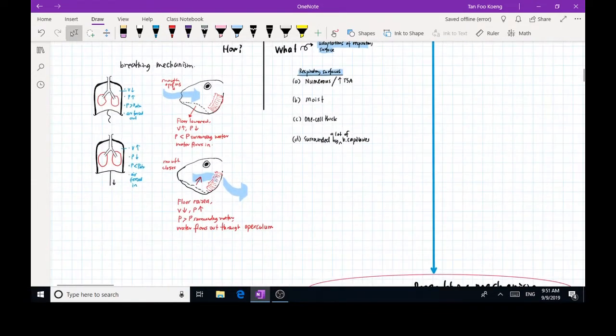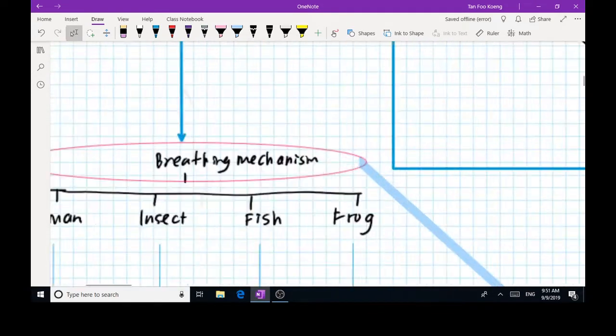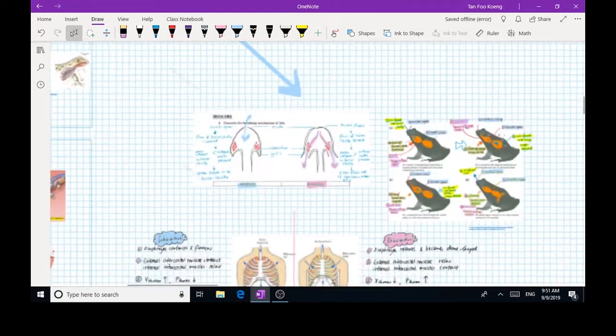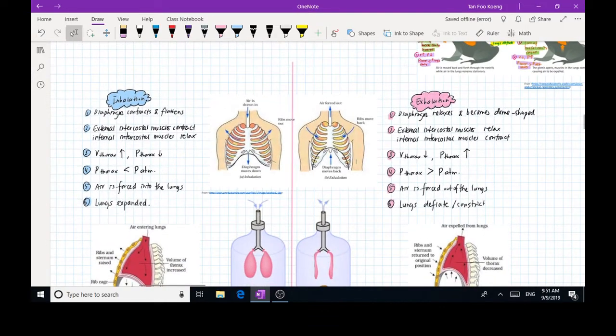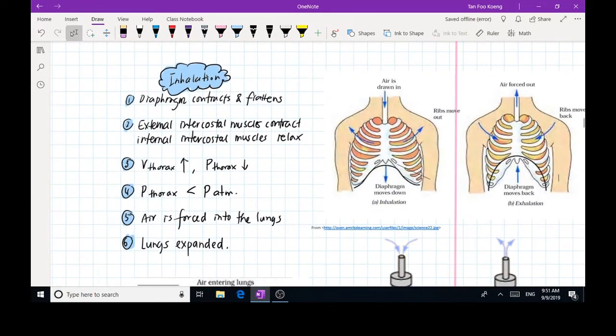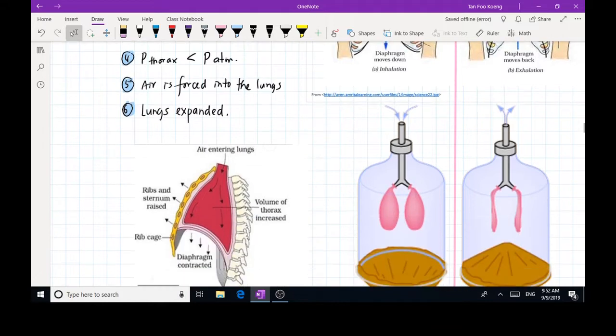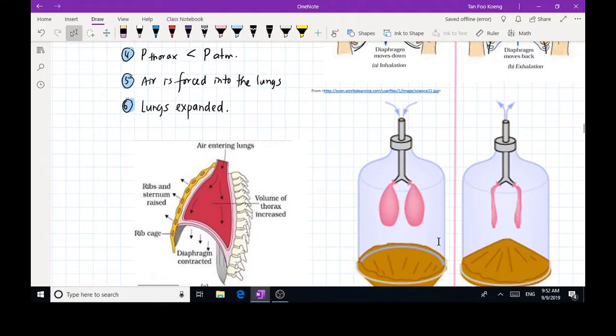Now, to talk about it, let's move to this part again, the breathing mechanism in fish, frogs, and humans. Now let's start with what we are familiar with first. So this is a thorax cavity. It is the space where we house our rib cage and the lungs. And this is a model that represents the thorax. Now this is the thorax, and the cavity, the space inside, is known as the thorax cavity, and we have the lungs. So the balloons represent the lungs.